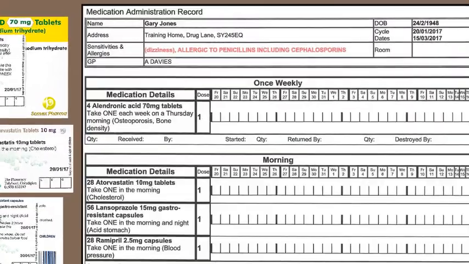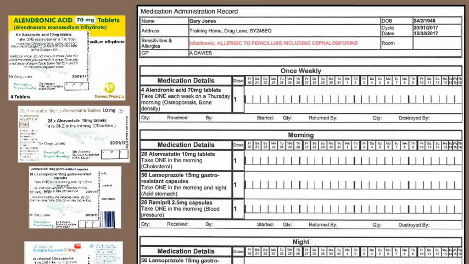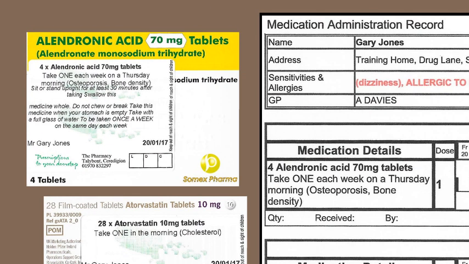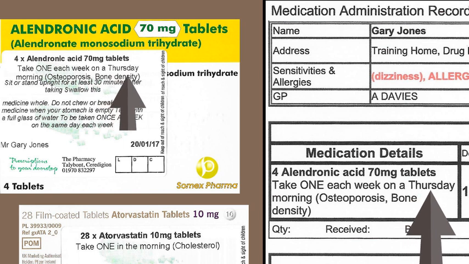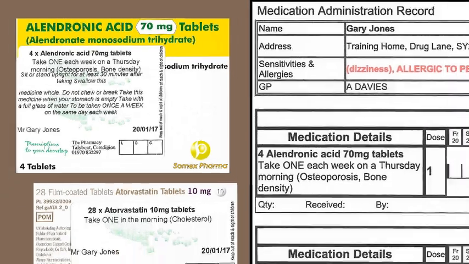The first slot on the timesheet is the once-weekly medication. It is good practice that non-daily medication such as weekly or every 3 days appears first on the MAR chart. Read the dosage instructions for the first medication on both the MAR chart and the prescription label. Both should correspond. In this case, the weekly medication is to be administered weekly on a Thursday. All instructions should be clear and easy to follow and should state the day of administration.